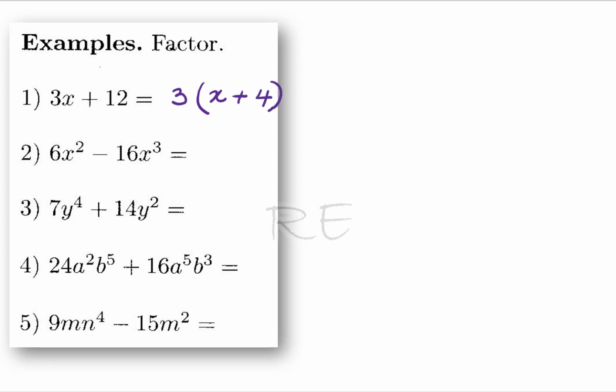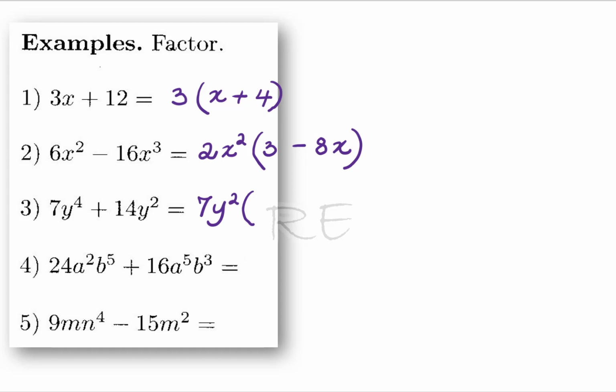Between 6 and 16, the greatest common factor is 2. Between x squared and x cubed, the greatest common factor is x squared. We are left with 3 minus 2 times 8 is 16 minus 8x. Between 7 and 14, the greatest common factor is 7.